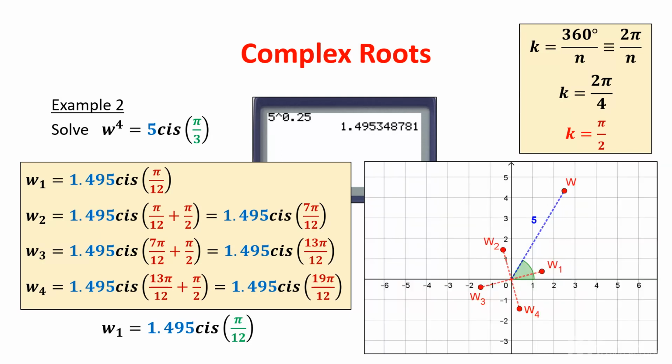Now, a quick look at a visual diagram. You will see W was the original complex number, and W1, W2, W3, and W4 are all our solutions to this problem.